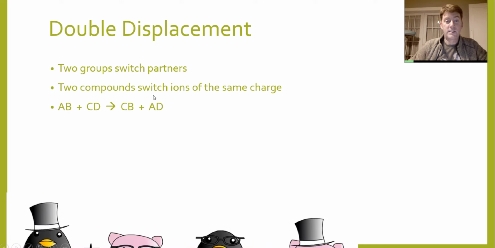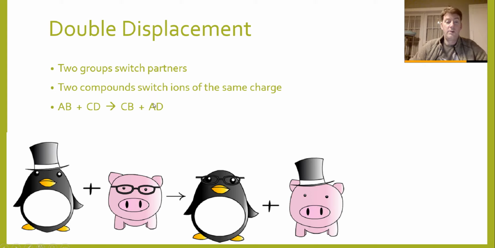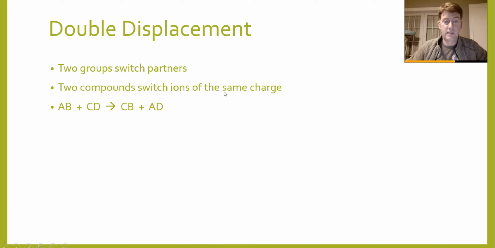And an example of this, we can think generically here. We got Mr. Fancy Penguin, and we got the Smarty Pig here with his glasses. And now we got the Smarty Penguin, and we got the Fancy Pig. So they switched parts. We had two groupings, and they switched parts. That's the key idea for a double displacement reaction.